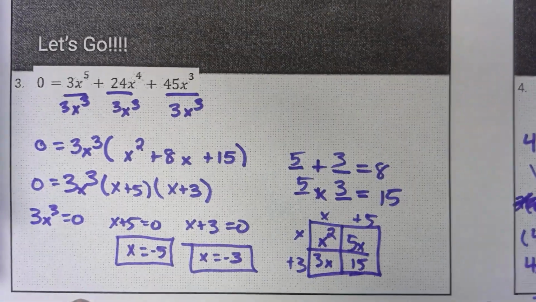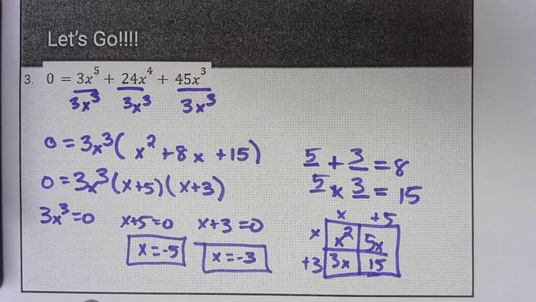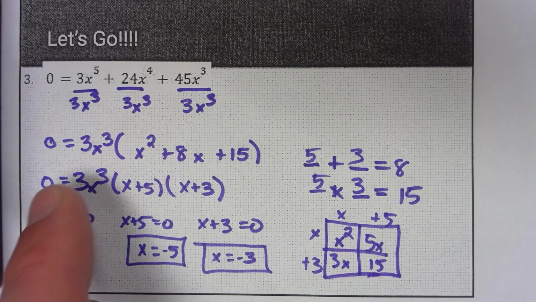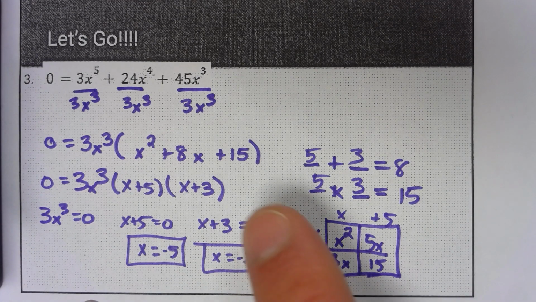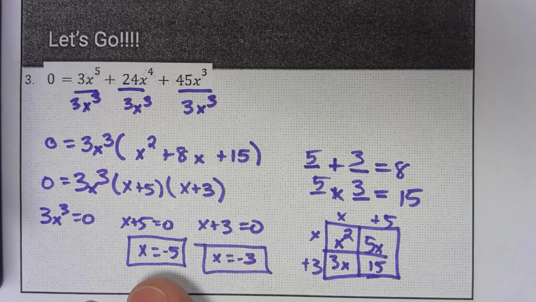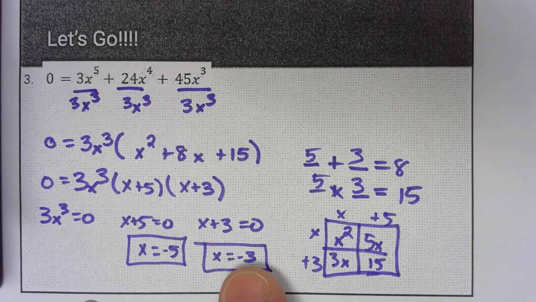And I actually left a couple things unfinished so we can kind of chat about them as they show up here. So I got us started by taking out the GCF of 3x cubed. X squared plus 8x plus 15 should factor to be x plus 5 times x plus 3. The x plus 5 and the x plus 3 gives us solutions of negative 5 and negative 3.